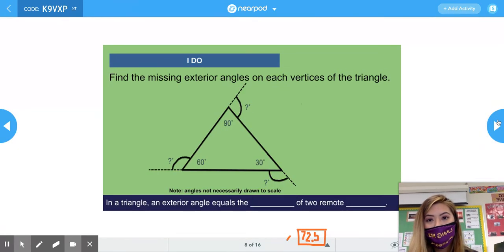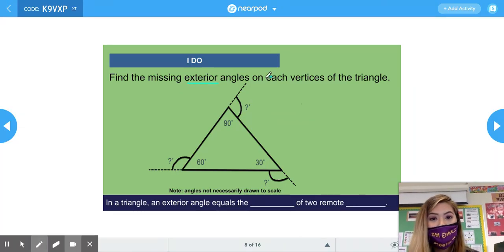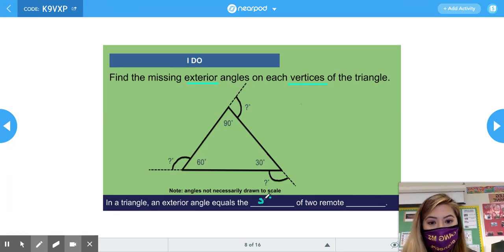Next, we have a we do problem, and then our next I do problem. So this I do reads, find the missing exterior, so outside angles on each vertices of the triangle. So as you can see, they're labeled in this picture right here with question marks. In a triangle, an exterior angle equals the blank of two remote blank. The missing words are sum and interior angles.